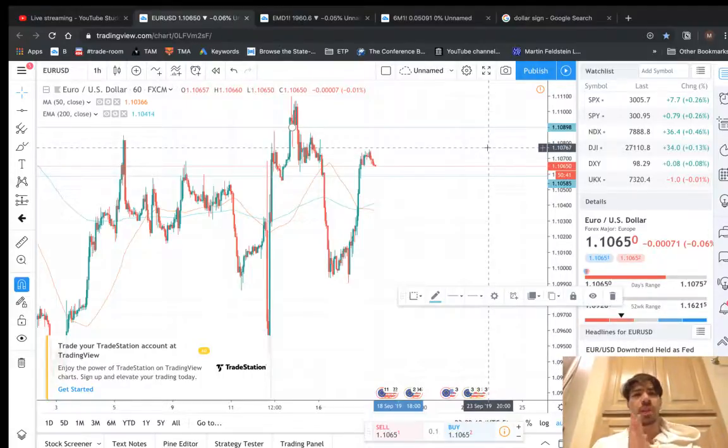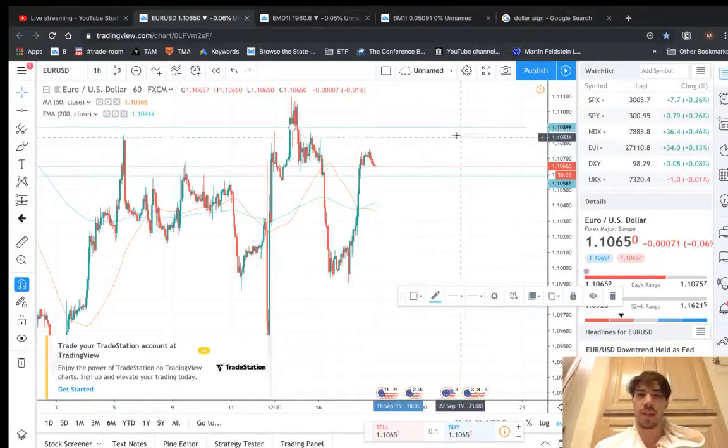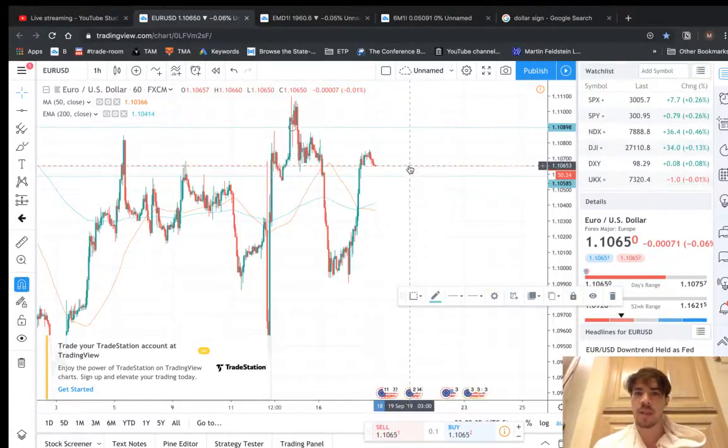And personally, I like to play these things with options. It's pretty risky, but it's not nearly as risky as large futures contracts. So however you want to play it, go ahead. But this is our first potential trade for today's trading session. It's the euro from 1.106 to 1.109.